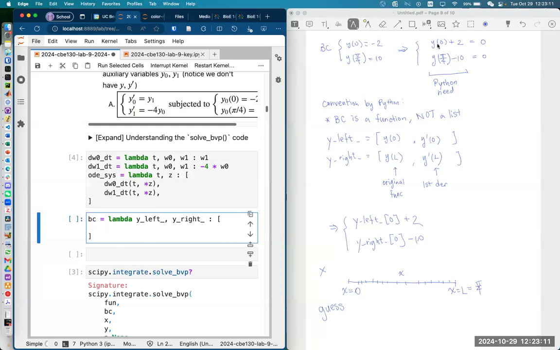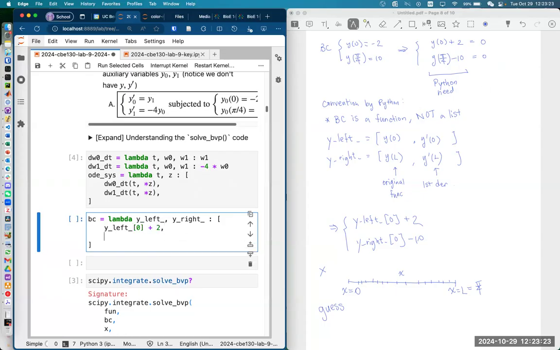And the boundary conditions, we have y0, which is on the left, and its original function, so this 0 index, so y left of 0 plus 2. And then we have here on the right, still original function, so y right of 0 minus 10. Any question?